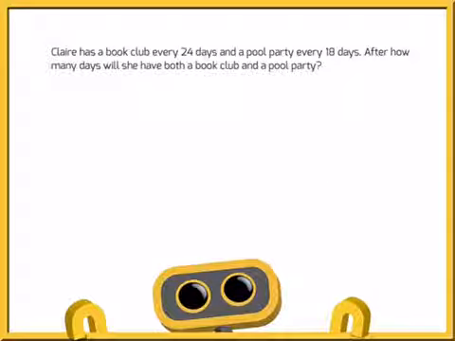So let's try a new problem. This says Claire has a book club every 24 days and a pool party every 18 days. After how many days will she have both a book club and a pool party? So for this particular word problem, I'm trying to find when 24 and 18 will meet. If I'm trying to find when 2 numbers meet again, I'm going to be looking for the LCM.